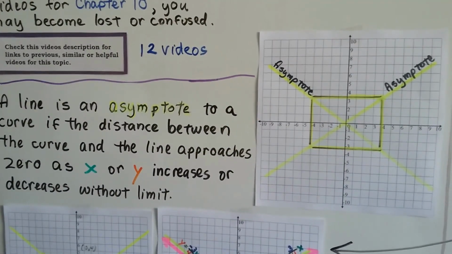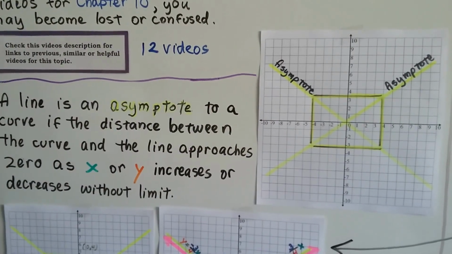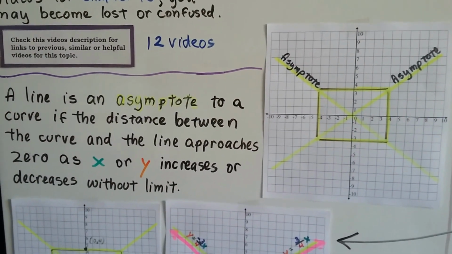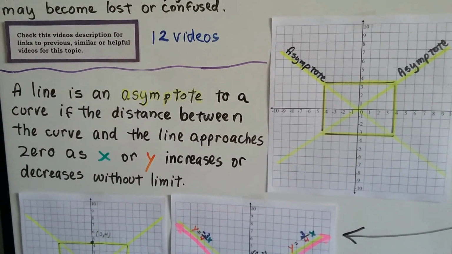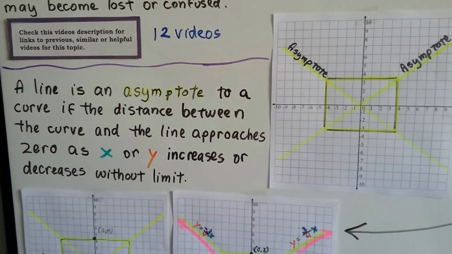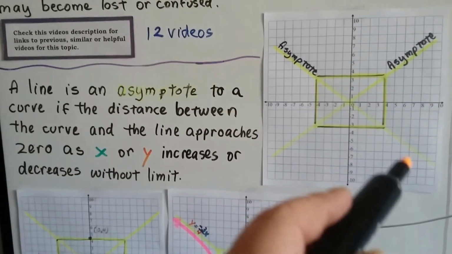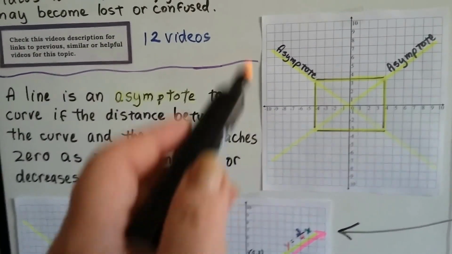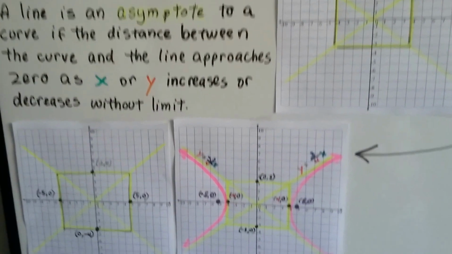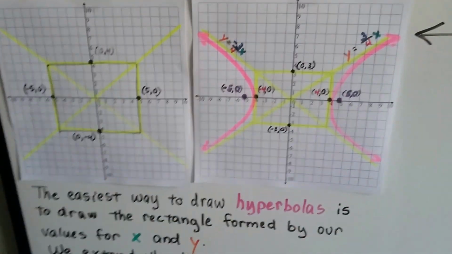The line is an asymptote to a curve if the distance between the curve and the line approaches 0 as x or y increases or decreases without limit. So an asymptote is this line here. Now they're not always diagonal like this. They're not always oblique or slanted, okay? They just are in this case.